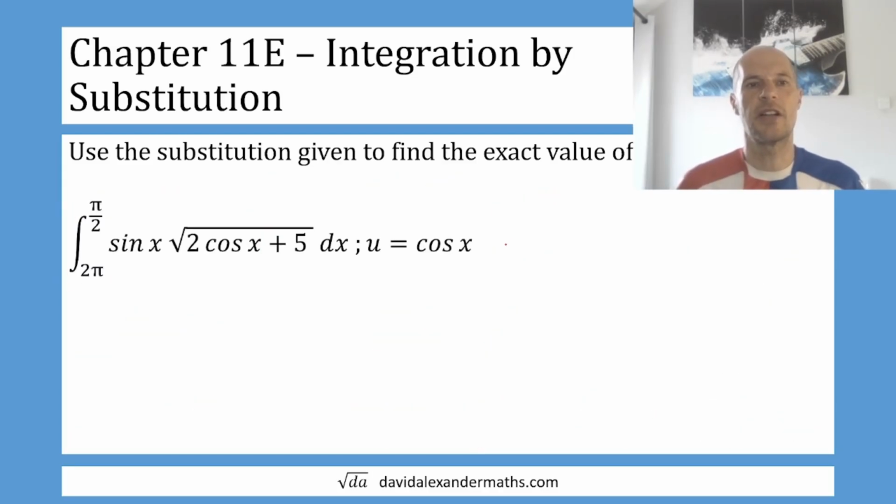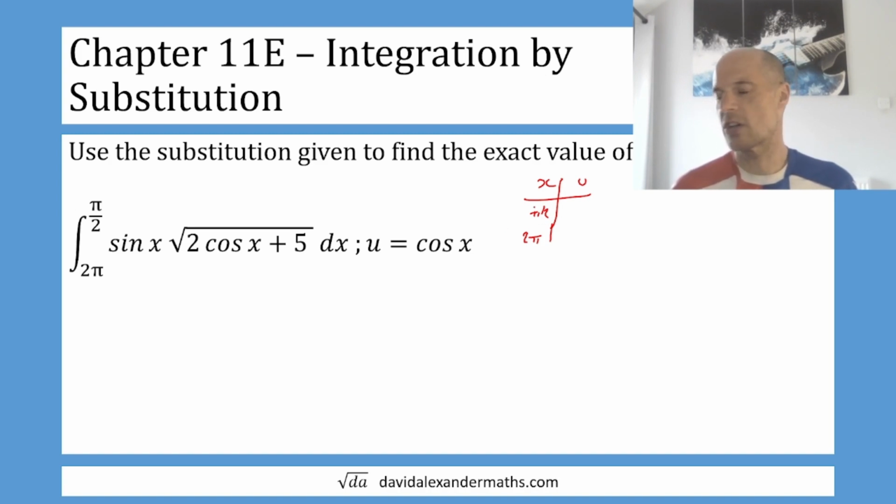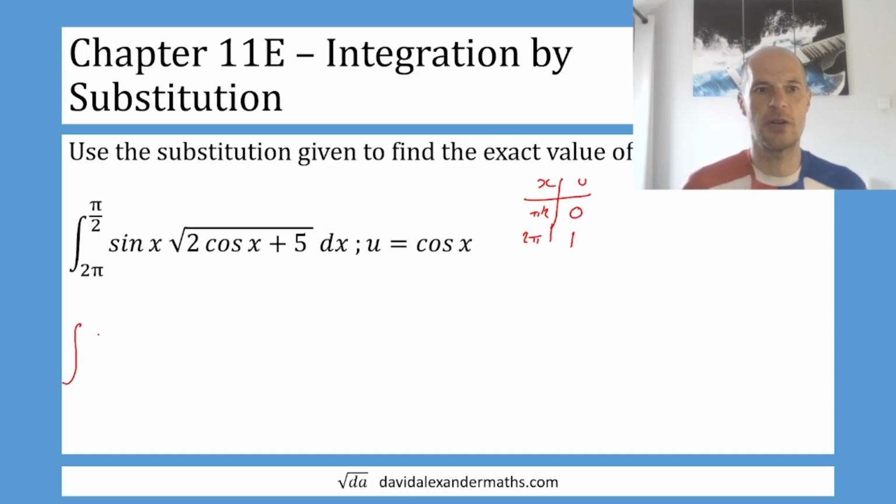So here's another example of a definite integral using the integration by substitution method. A bit trickier this one because we are dealing with a trigonometric one. So first of all, let's change the limits. The x limits are pi over 2 and 2 pi. So therefore the u limits are, well, what is the cos of pi over 2? The cos of pi over 2 is 0. And what is the cos of 2 pi? The cos of 2 pi is 1. Okay, so the limits, the pi over 2 becomes 0 and the 2 pi becomes 1.